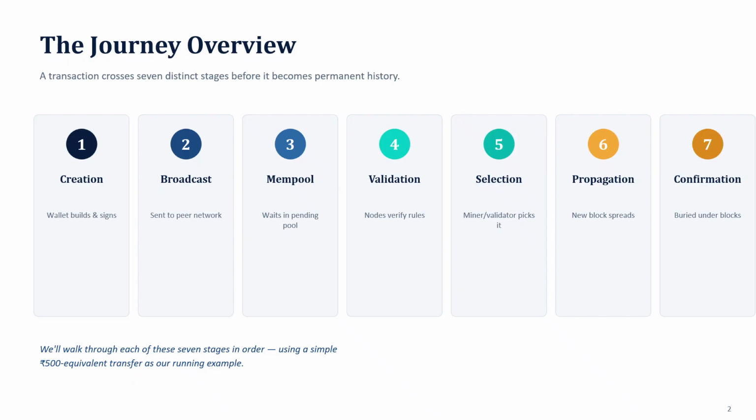Now we are going to see about the journey of the transaction lifecycle. Here is the whole trip in one glance. There are 7 stages: creation, broadcast, mempool, validation, selection, propagation, confirmation. We will use one running example the whole way through, sending funds from wallet A to wallet B. Keep an eye on where that one transaction is at each stage. It's easy to lose track once the network gets involved.